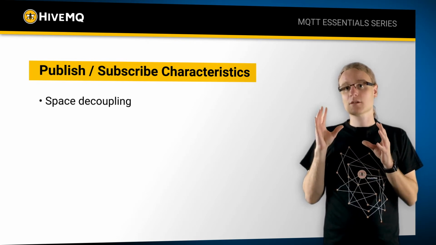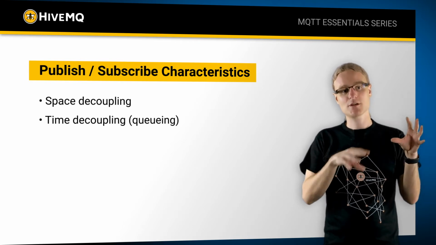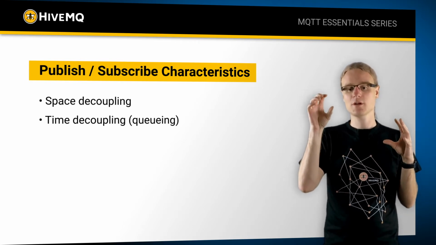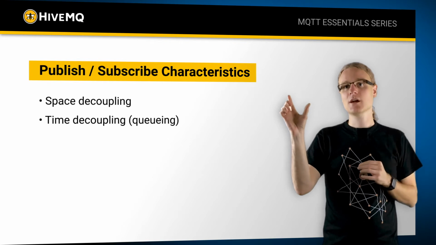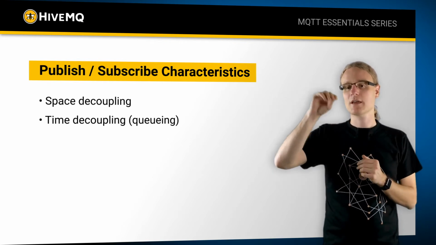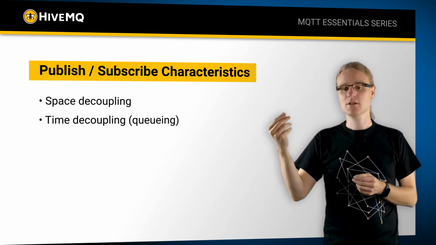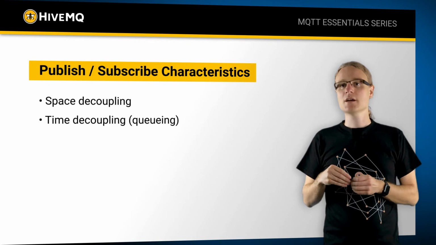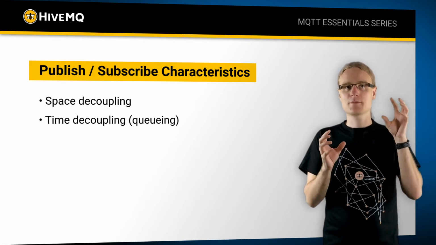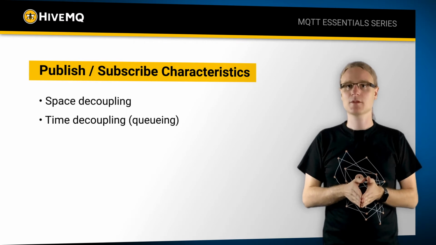And you are also decoupled by time. This means if you have a publisher sending data to the broker, the subscriber of the data could be offline in this case. And then the broker would queue the message and then deliver it to a subscriber as soon as the subscriber is ready, for example, if it's online again. So the producing of data and consuming of data is completely decoupled.